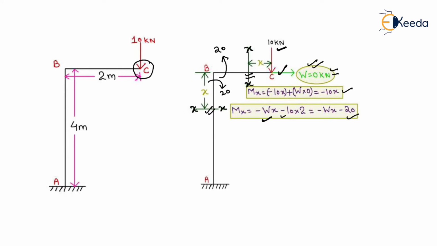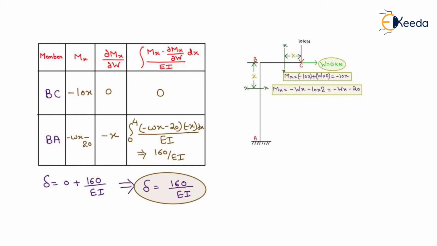Now for finding the horizontal displacement at joint C, we need to compute the values in this table. For members BC and BA, we will write the Mx equations as minus 10x and minus Wx minus 20.